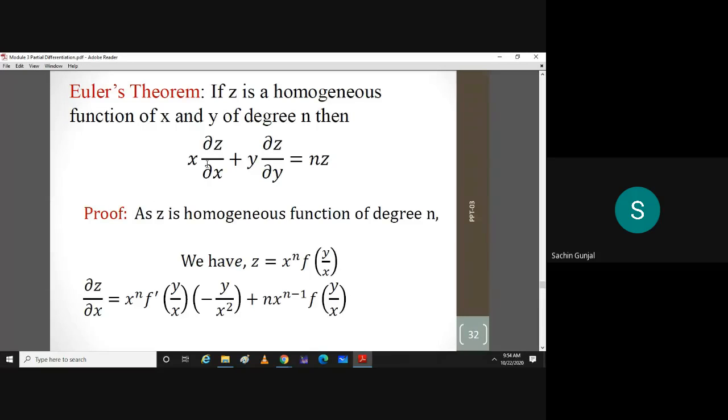Find x into ∂z/∂x plus y into ∂z/∂y, where z is equal to x raised to 4 plus y raised to 4. Sir, your voice is breaking.